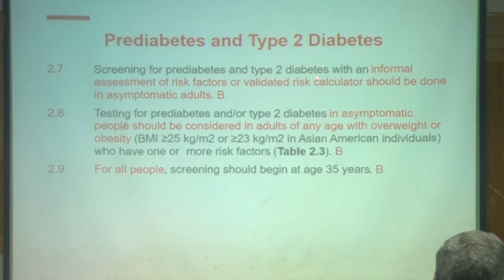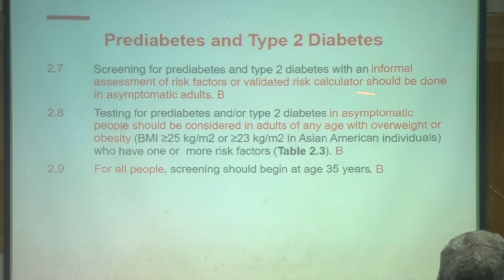And again, screening for pre-diabetes and type 2 diabetes with informal assessment of risk factors or validated risk calculators should be done in asymptomatic adults. That is a B recommendation. And testing for pre-diabetes and type 2 diabetes in asymptomatic people should be considered in adults of any age with overweight and obesity. This is an important risk factor, overweight and obesity. Do it for everybody. That's what I think Dr. Pannisalam will agree. And again, for all people, screening should begin at the age of 35 years, very prompt.